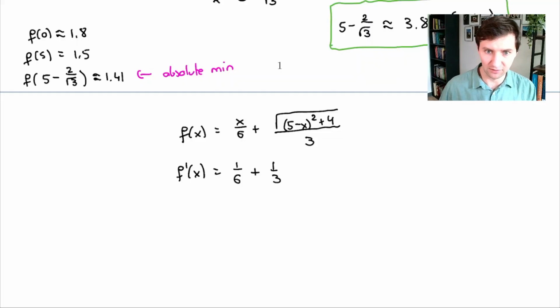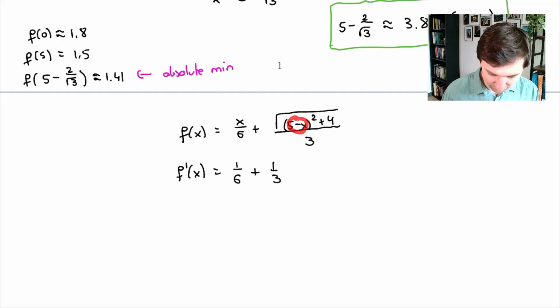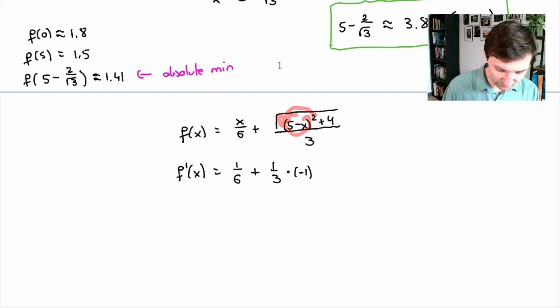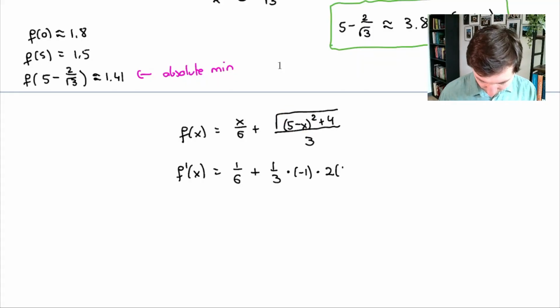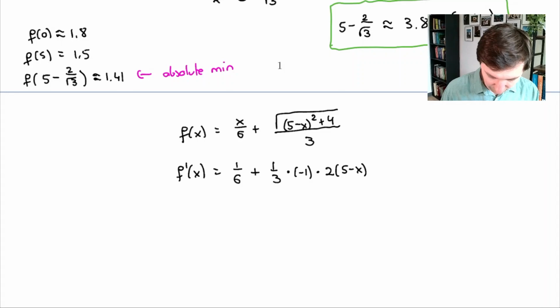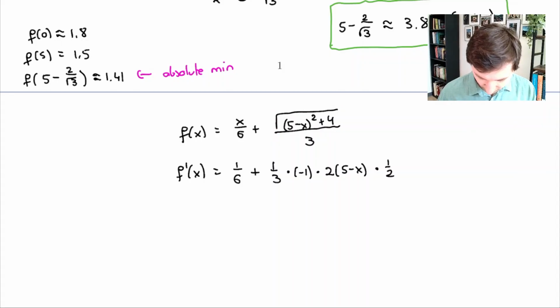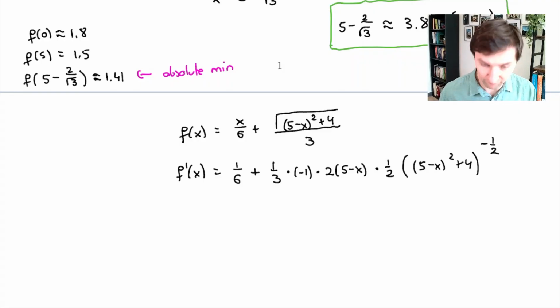Then I take the derivatives from the inside out. The derivative of 5 minus x is -1. The derivative of the power causes 2 to come down in front of the parentheses. The derivative of 4 is 0, I don't write it down. Finally, the derivative of square root is 1/2 whatever was inside of the square root to the power -1/2. Let's simplify this expression because a few things will simplify.